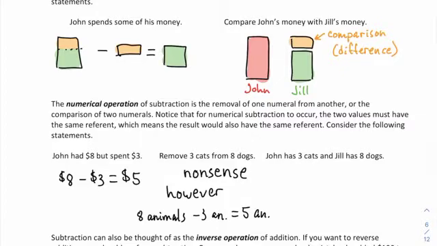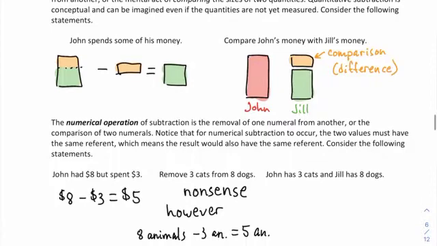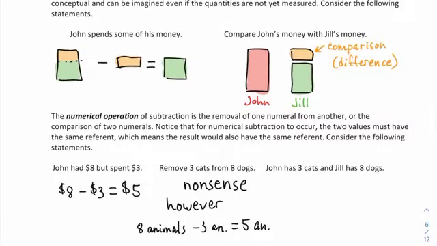The first two cases here are this action of removing something, right? A change happened. John had $8, now he just has $5. You had 8 animals, but now you just have 5 animals. So a thing has changed. But in this third case, this is a comparison. Nothing is changing. John has 3 cats, Jill has 8 cats, or 8 dogs. Again, we have the dog-cat issue, so if we go with animals, then we can compare. So I'm going to put AN for animals and AN for animals. John has 3 animals, Jill has 8 animals. Now we can ask questions like, how many more animals does Jill have? Or how many fewer animals does John have? And you would do 8 minus 3 and get an answer of 5 animals.